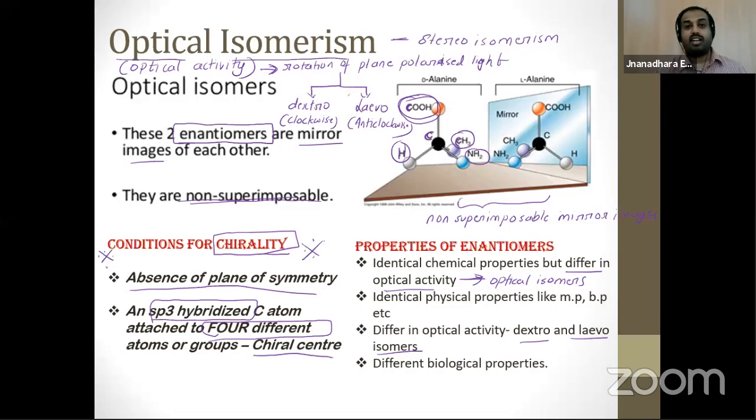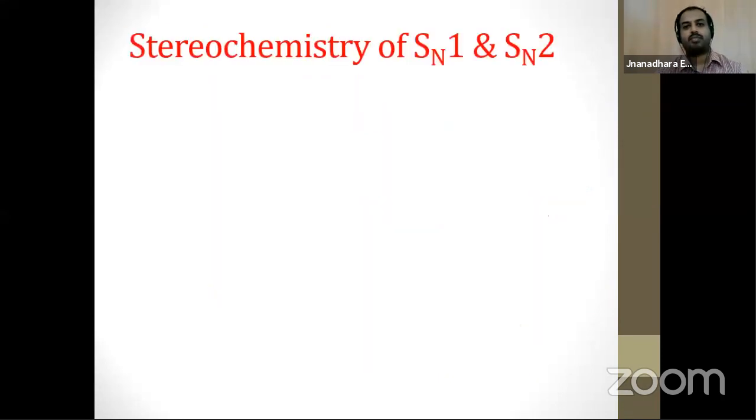Or before that, why did we study it here in haloalkanes? Because stereoisomerism can be applied to SN1, SN2 reactions. Yes, the stereochemistry of SN1, SN2 reactions. Let's apply that here. Easy.